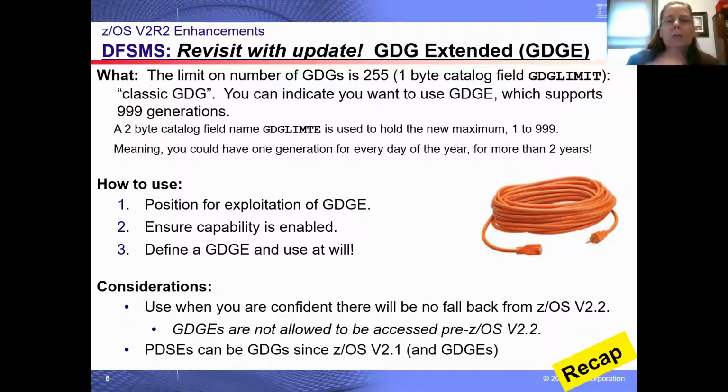All right, so how do you use GDG Extended? Basically 3 steps. Number 1, you have to position for it, because there are some incompatibilities that you're going to want to take advantage of and fix if you have any problems. Number 2, you need to make sure you enable the capability, because GDGEs are not enabled by default. The reason we disabled them is that you might need to position for it, so you're going to want a little control over that. And number 3, the absolute easiest way is to just define it and start using it.